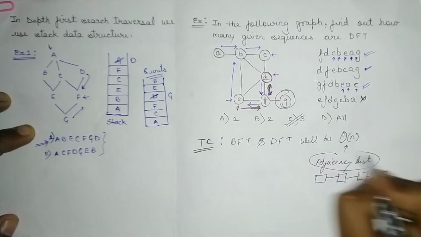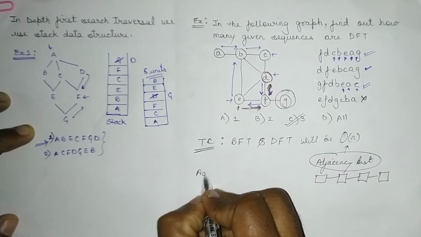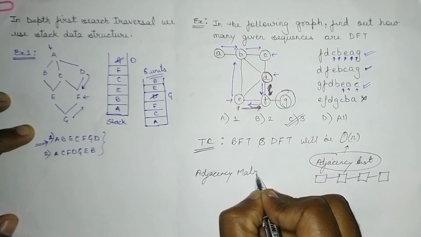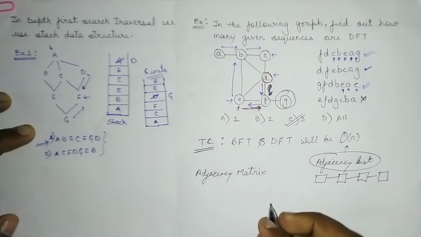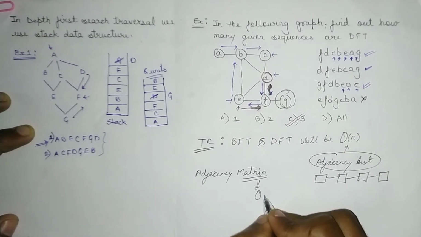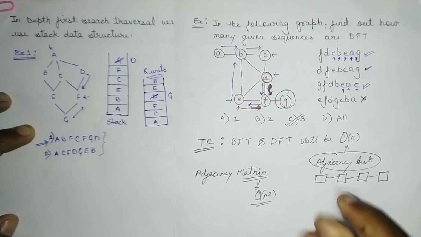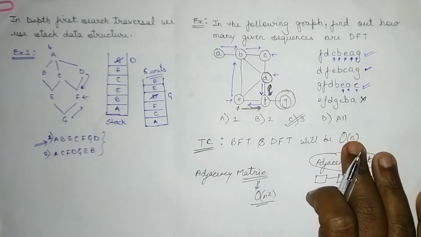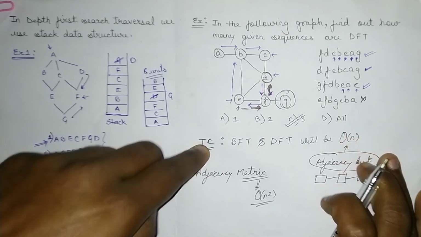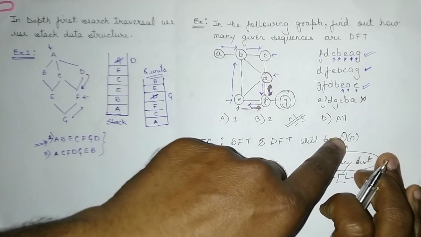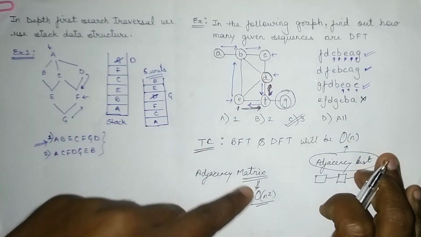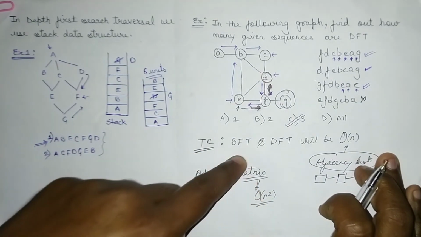But if they ask what the time complexity will be if we use an adjacency matrix, then if they are using the adjacency matrix, the time complexity will be order of n square. Why? Because to find out the adjacent vertices, order of n square is required. So the time complexity using the adjacency list will be order of n for both of these, and the time complexity using the adjacency matrix will be order of n square for both of these.